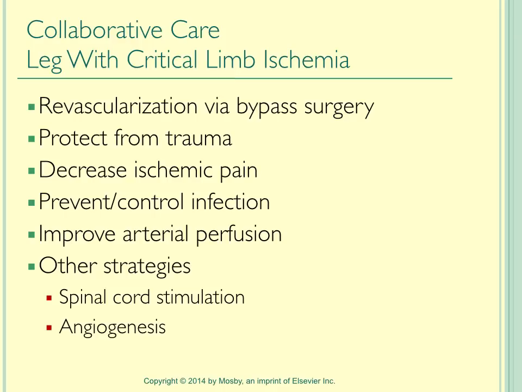There is a bypass surgery where the revascularization is done. Now, percutaneous transluminal angioplasty is recommended in patients with a life expectancy of less than or equal to 2 years. Spinal cord stimulation may be helpful in managing pain and preventing amputation in patients with critical limb ischemia. Other promising strategies include gene therapy and other cell therapy to stimulate blood vessel growth.